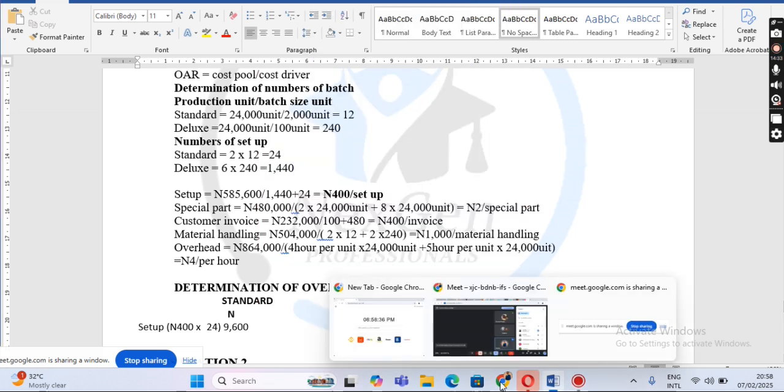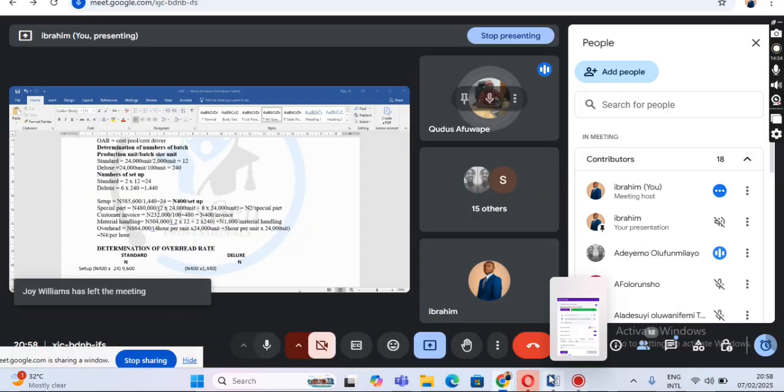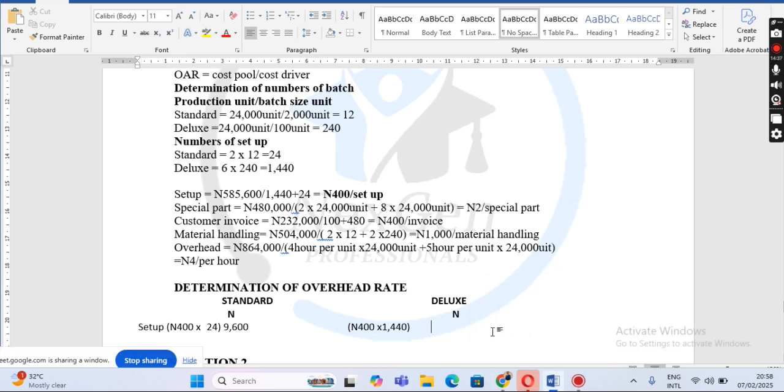576,000. 576,000. Okay. So we move to special parts. Now, don't forget that it is 2 naira. Look at it, it is 2 naira per special part. The question is, what is the numbers of special part did they have in the question?